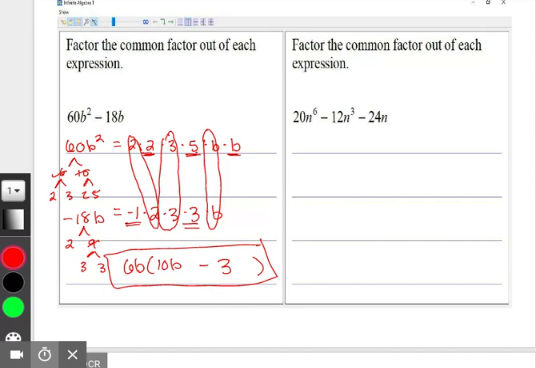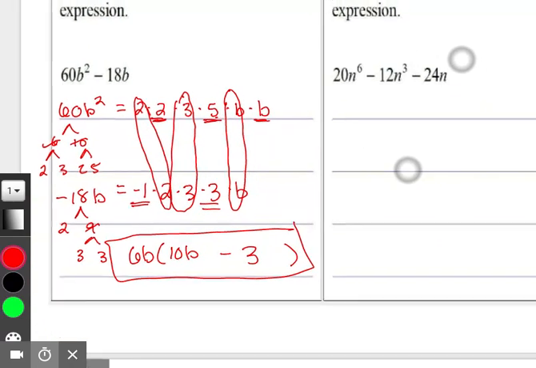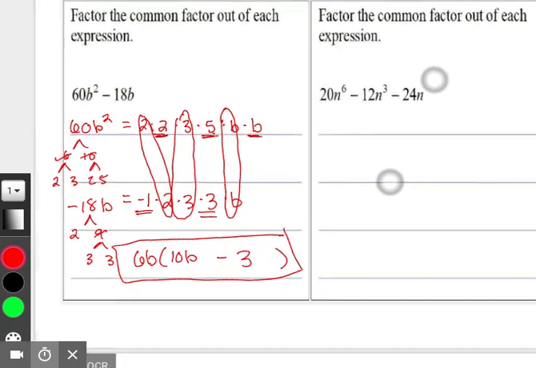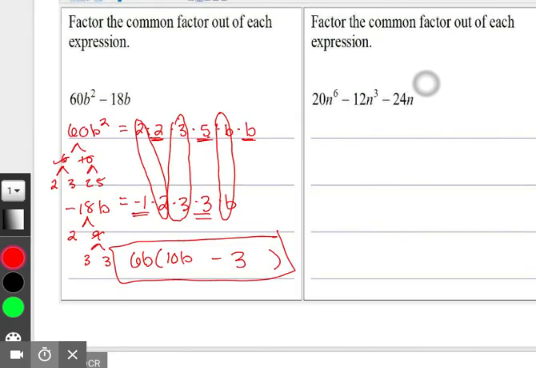similar, but this one I actually have 3 things that I'm factoring here. So start off here, the 20n to the 6. Okay, that 20 is 4 times 5, and 4 is 2 times 2. So it gives me 2 2s, a 5, and then n to the 6. That is 6 n's. 3, 4, 5, 6. Negative 12n to the third. Remember, get the negative 1 out of there.